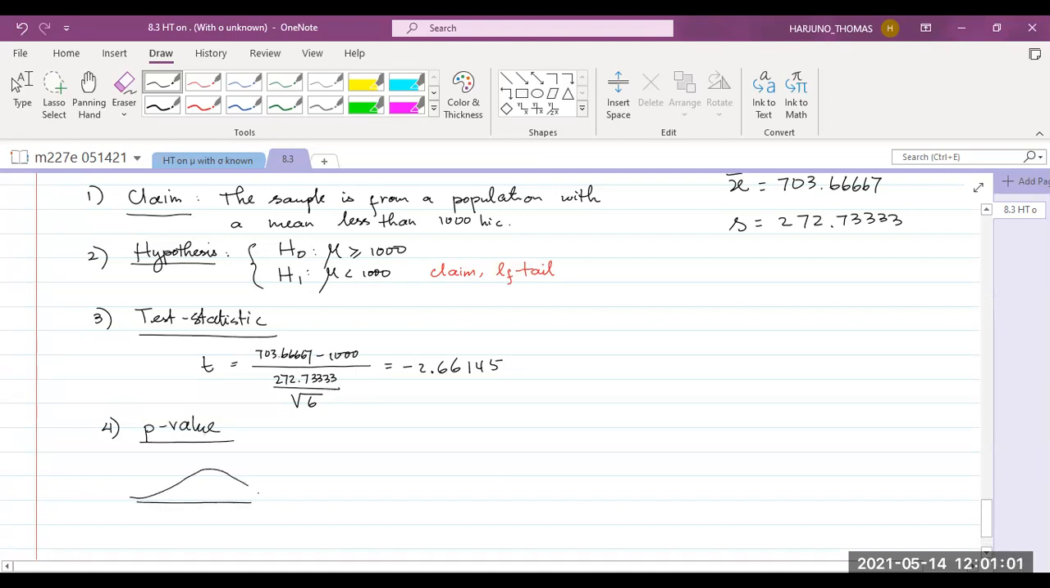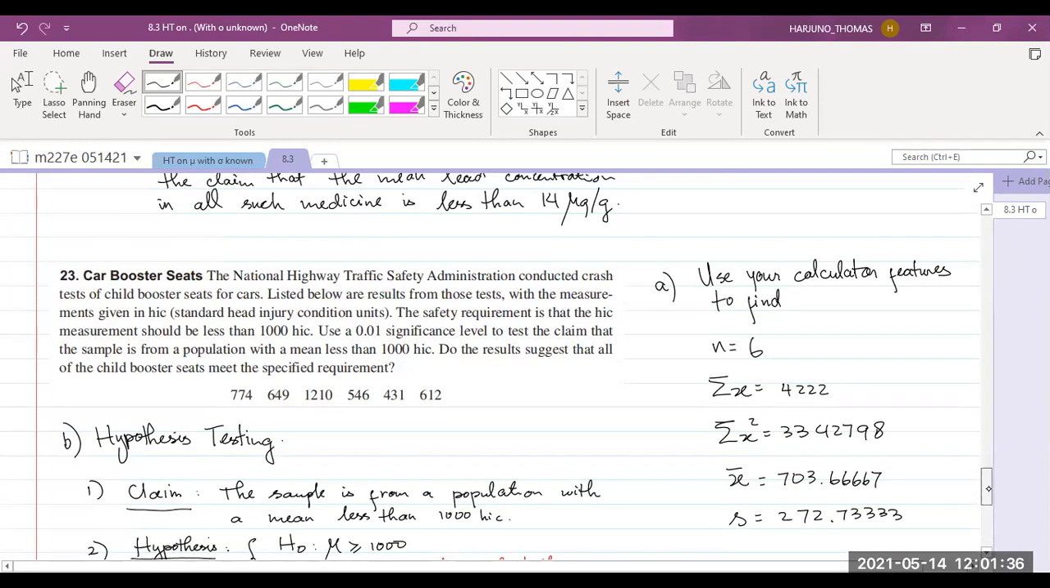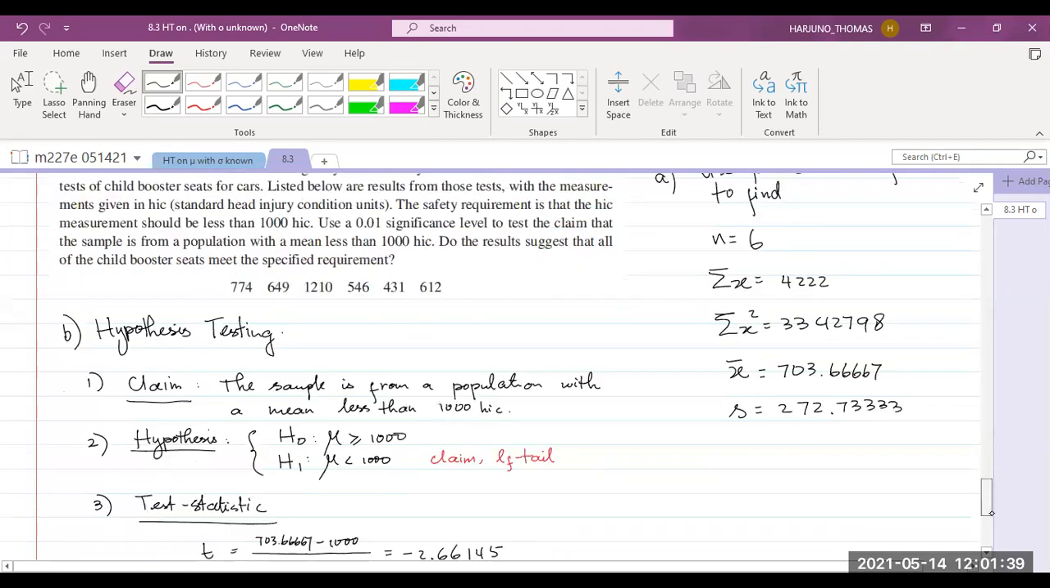And then the P value will be, that's a T distribution. We have left tail, negative 2.66145. So the P value is TCDF negative infinity to negative 2.66145, degree of freedom 5. I get 0.02240340. What is the alpha? 1%.